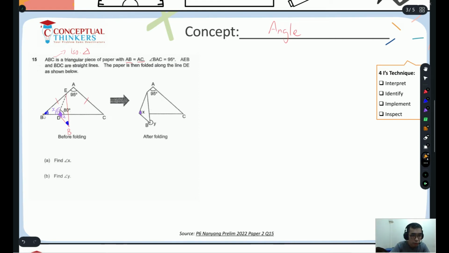Now let's focus on this line BC. In part A, they want us to find angle X, and angle X is on the straight line with 80 degrees here. To find angle X, we can use 180 degrees minus 80 degrees, and this will give me 100 degrees. I can say that this is the sum of angles on a straight line.